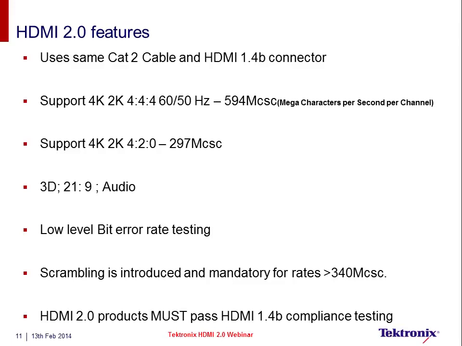The HDMI 2.0 basically is supporting 4K, 2K, 4:4:4, 60 Hz or 50 Hz refresh rate at a data rate of 594 mega characters per second per channel. The MCSC is a new jargon introduced by HDMI Forum for 2.0. You can relate this to be equivalent to what we had in 1.4 as gigabits per second, 3.4 gigabit per second or 1.65 gigabit per second. We now have the 594 MCSC, mega characters per second per channel, basically related to 5.94 gigabit per second.